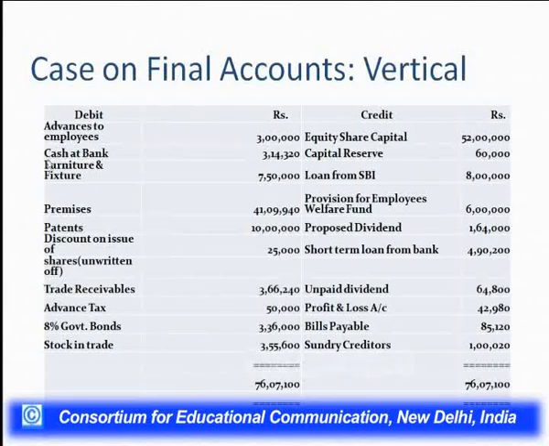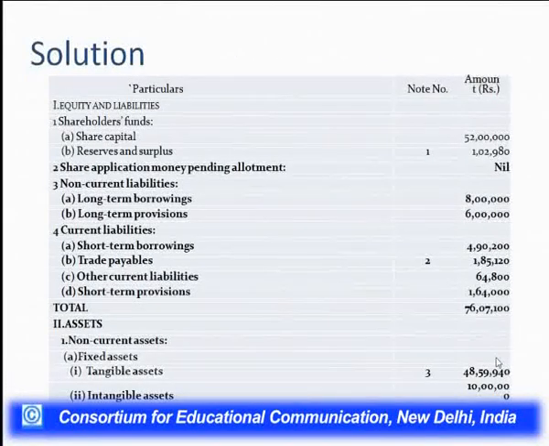Cash at bank is a current asset, of course. Premises are non-current, of course. Patents are intangible, right. Discount on issue of share is not a fixed asset. Trade receivables are, of course, not fixed assets. Advance tax is not there. So, government bonds are there, and then stock in trade is there. So, we have to take only tangible asset and then separately intangible assets, 10 lakhs would be shown separately.